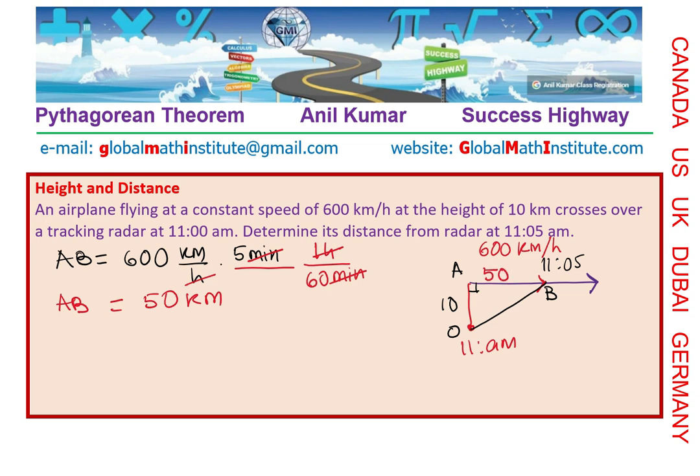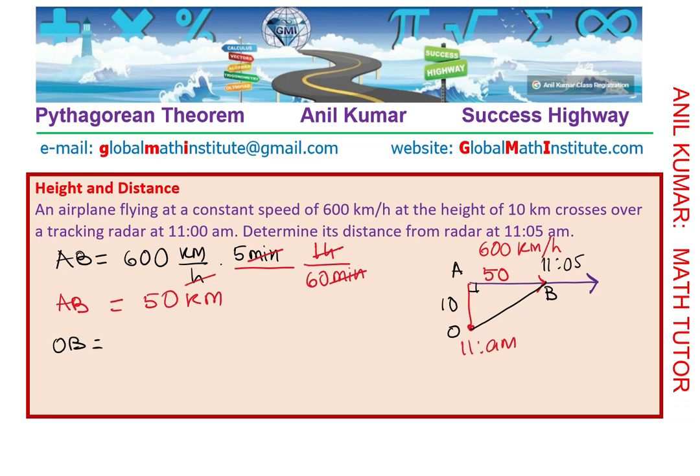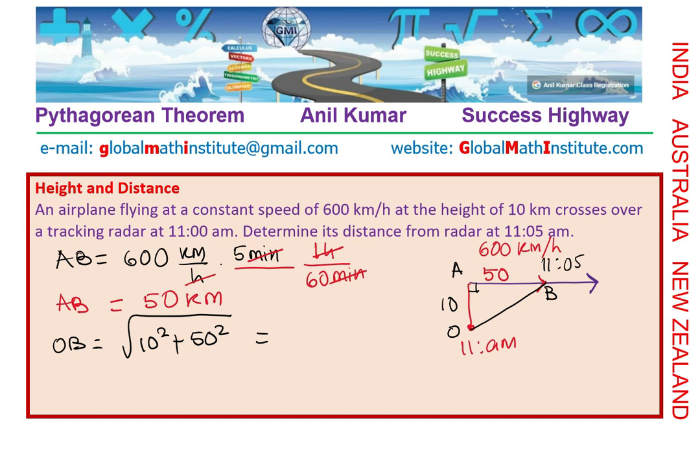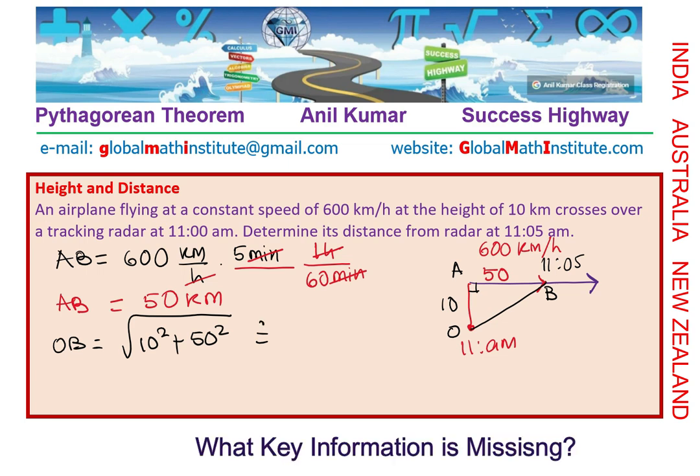Once you know this distance, you can find O to B, right? So let's do it. So O to B is the square root of 10 square plus 50 square. Longer distance, right? So Pythagorean theorem, we are finding this. Clear? You need a calculator. That is always better for such questions. So 10 square root 26 I get, which is around 51 kilometers. So approximately 51 kilometers. So very close to 50, O to B is 51 kilometers as per our calculations. Make sense, right?